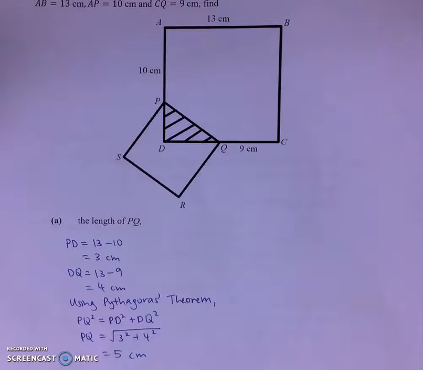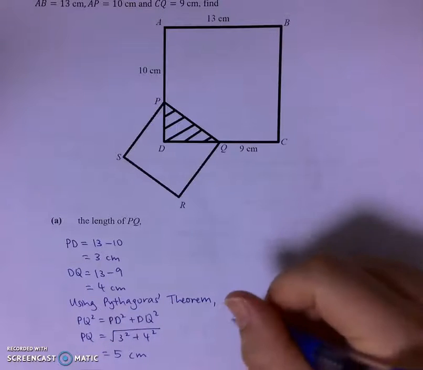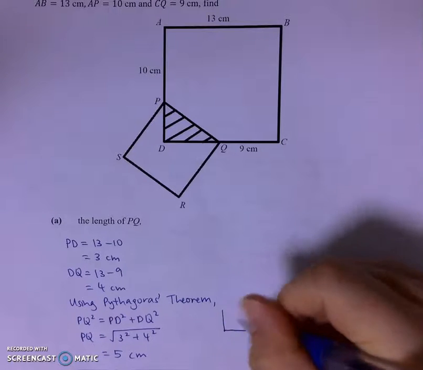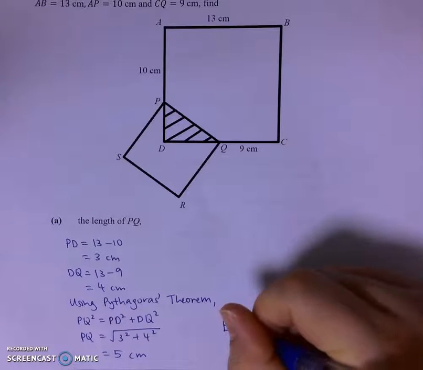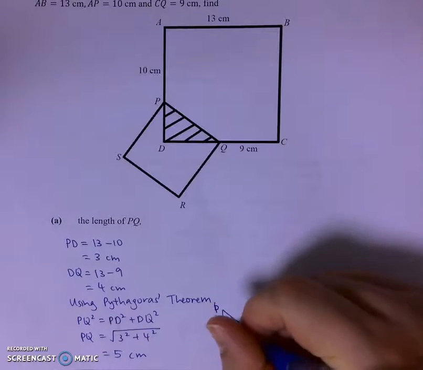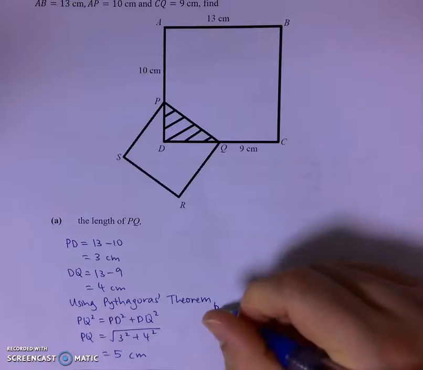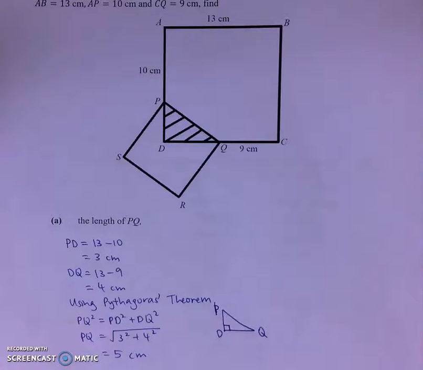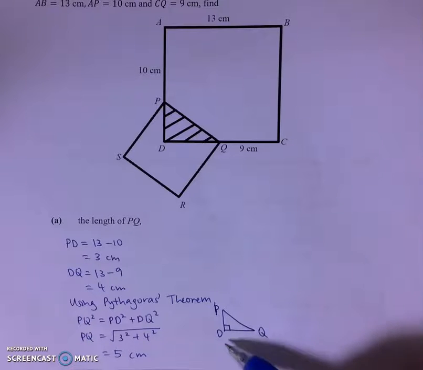So for part A, an important aspect is that I recognize my right angle triangle PDQ, so that I can actually find the length of PQ after I've found the length of PD and DQ.